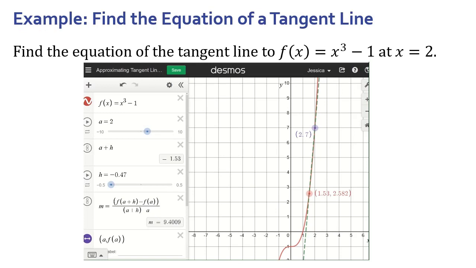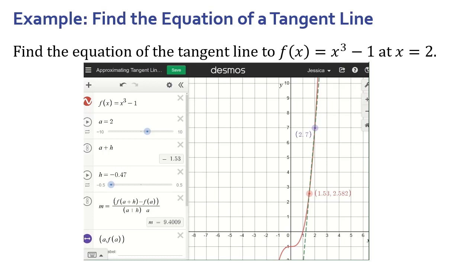Example, find the equation of a tangent line. Find the equation of the tangent line to f(x) equals x cubed minus 1 at x equals 2. You can see here I have created a Desmos applet that's going to help us figure out what the slope is first for that tangent line. So what I have graphed here is f(x) equals x cubed minus 1, that's in red. And then I've drawn a secant line that goes through when x equals 2. So when x is 2, the y value is 7 because 2 cubed is 8 minus 1 is 7. So that's what gives us that purple dot.